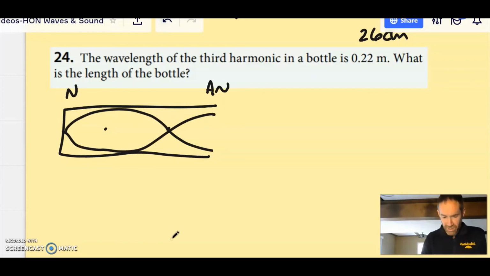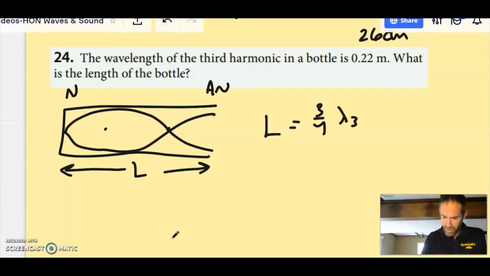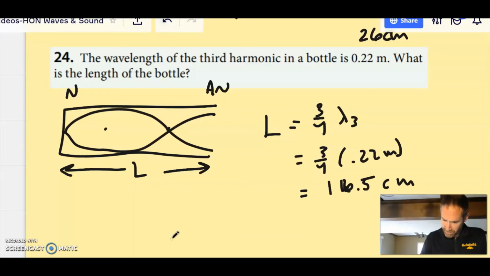Okay, so now you can see that the length of this bottle, L, there we go, is equal to 3/4 of this third wavelength. So how about 3/4 of 0.22 meters? And that's going to be 16.5 centimeters, 0.165 meters. You're going to round that to 17 centimeters.